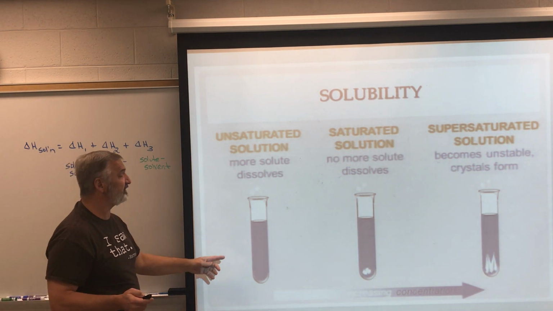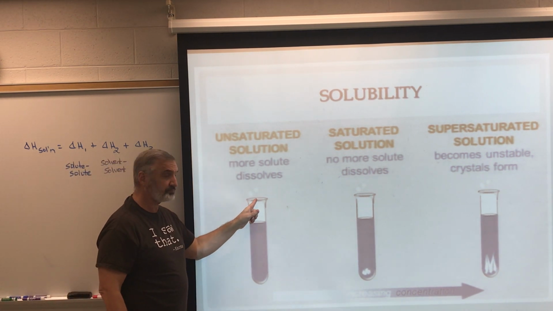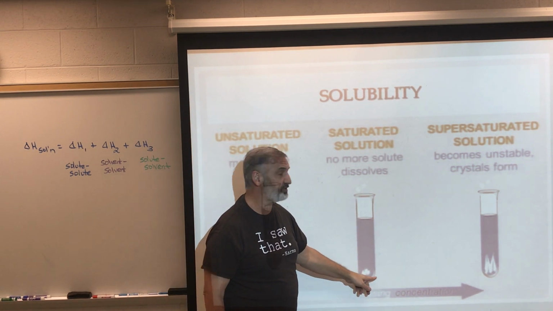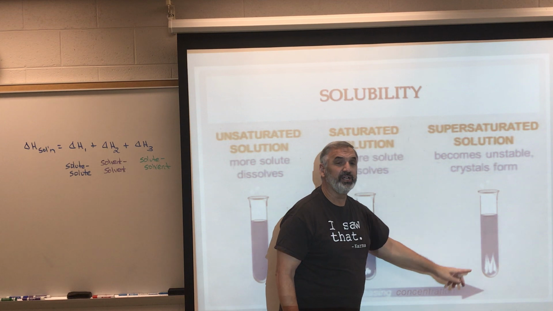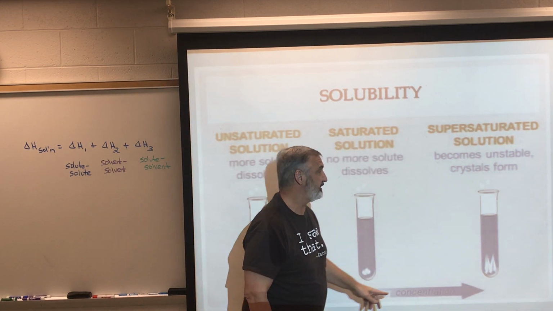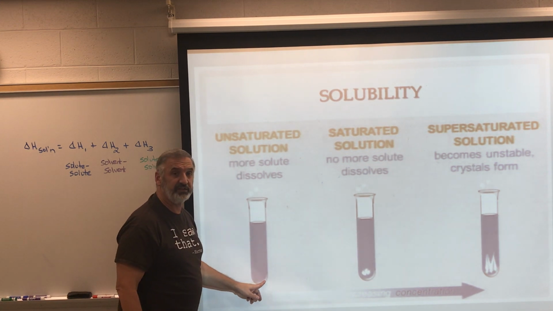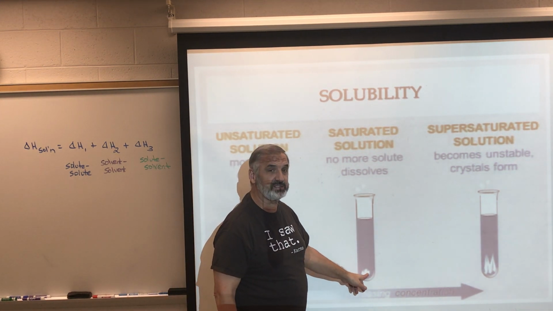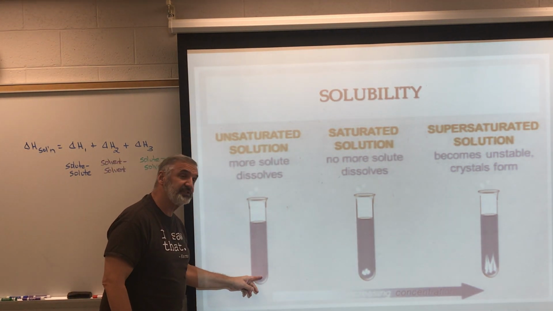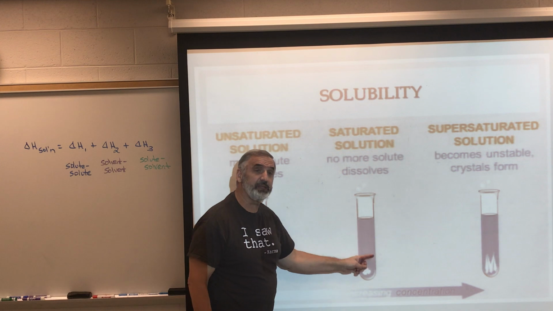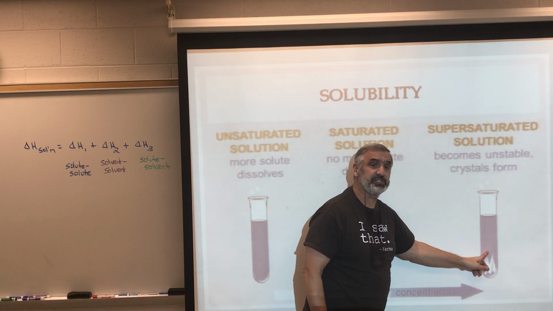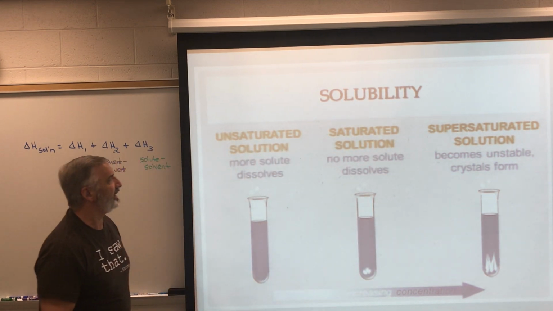So the way you tell the difference on these solutions is you can add a crystal. If it dissolves, it's unsaturated. If it just sinks to the bottom, it was saturated. But if more and more comes out, it was supersaturated. Okay? I'm messing this up completely. Let me restate: if it dissolves, it was unsaturated. If it sinks to the bottom, it's saturated. If more comes out, then it was supersaturated. I got it right that time. All right.